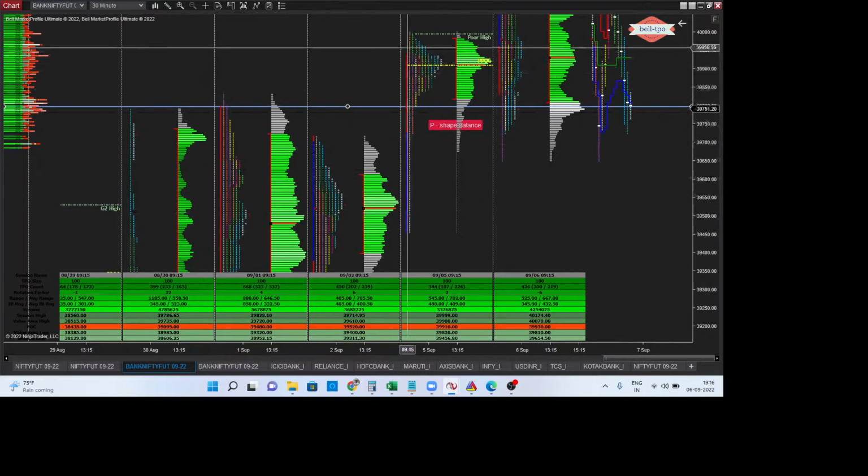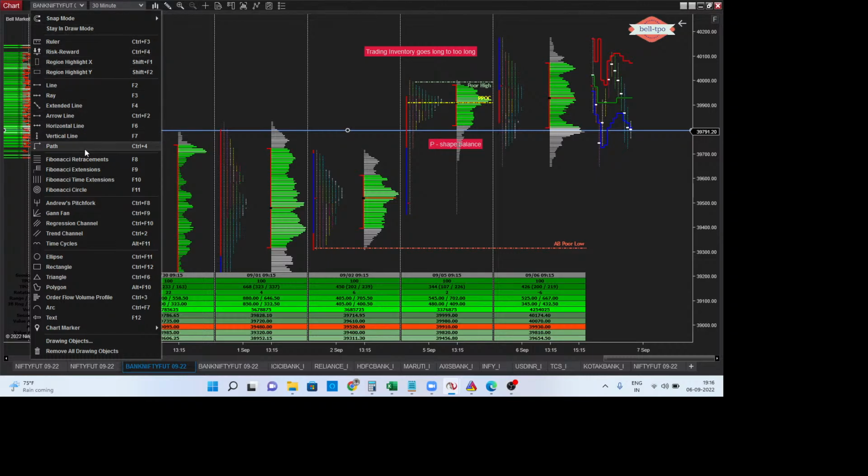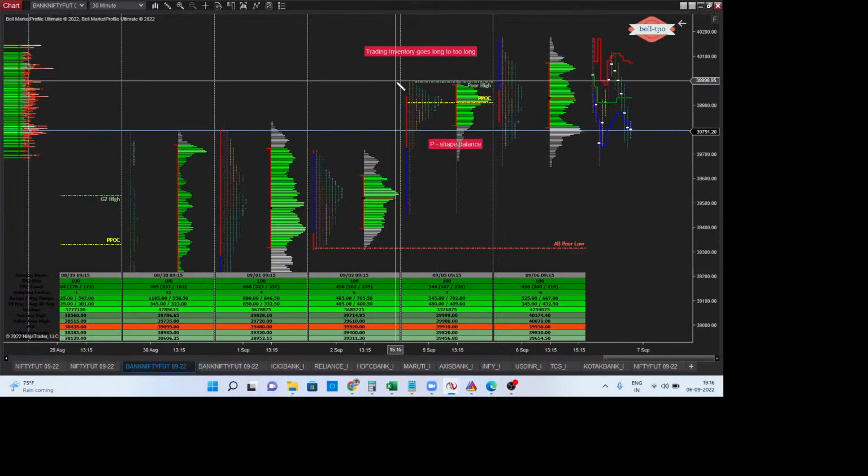So a P-shaped profile generally indicates a short covering rally. If the value area is building completely higher above the P-shaped profile, we'll call it fresh money. However, in today's price action, we haven't seen any fresh value area building higher. Today's value area was overlapping yesterday's value area.